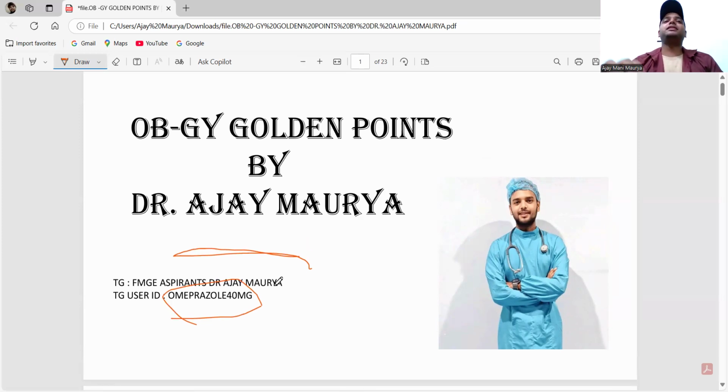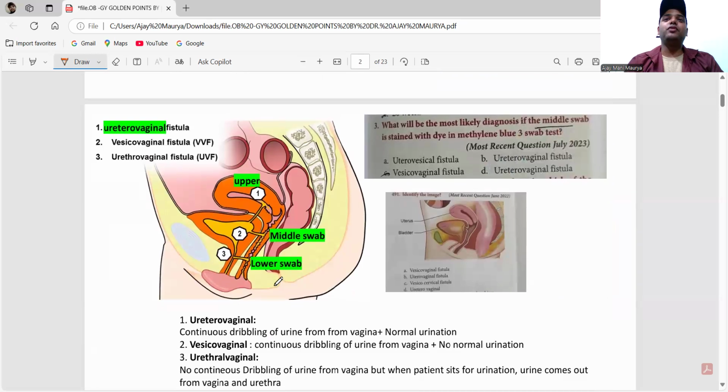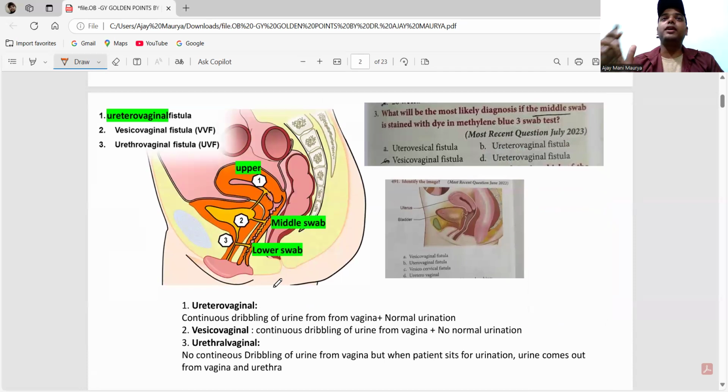Okay, so guys, next let's begin. The first one is about the fistula. From the fistula, you are going to get one MCQ for sure. Always you are getting one MCQ. You can see here that in the 22 and 23 FMGE examination, you are getting 111 questions.